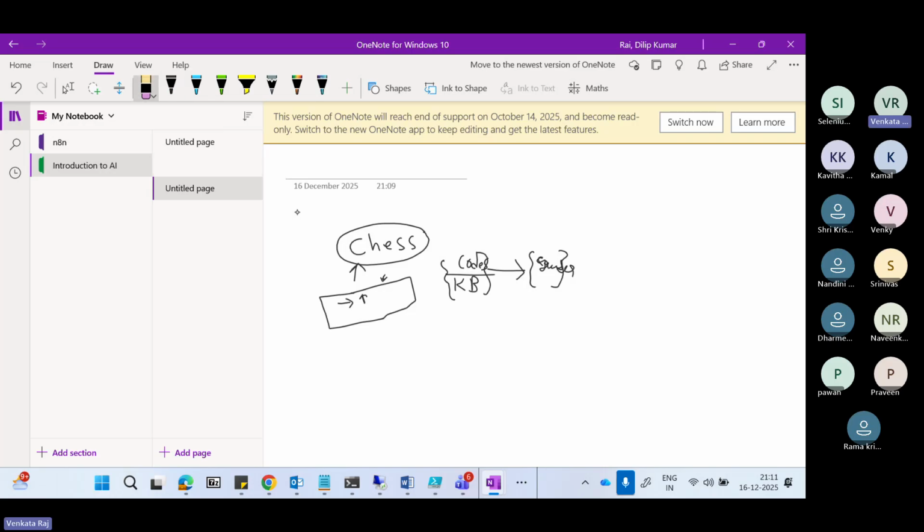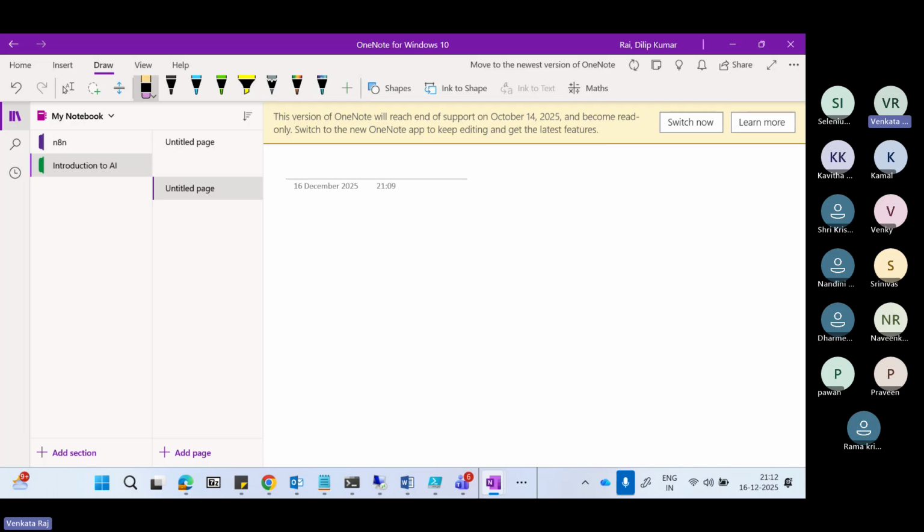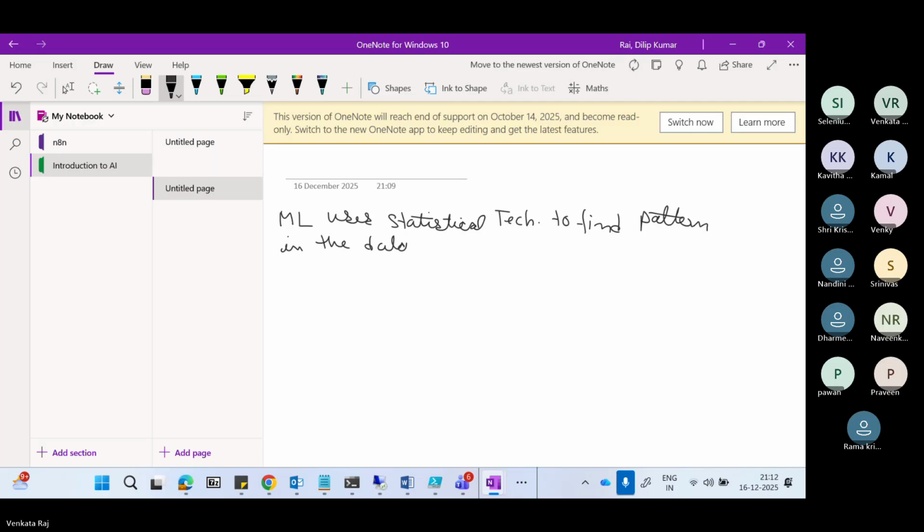So what we can say for machine learning, from the recent discussion whatever we have done, is that machine learning uses statistical techniques to find patterns in the data. That's it. This is the core crux of machine learning.